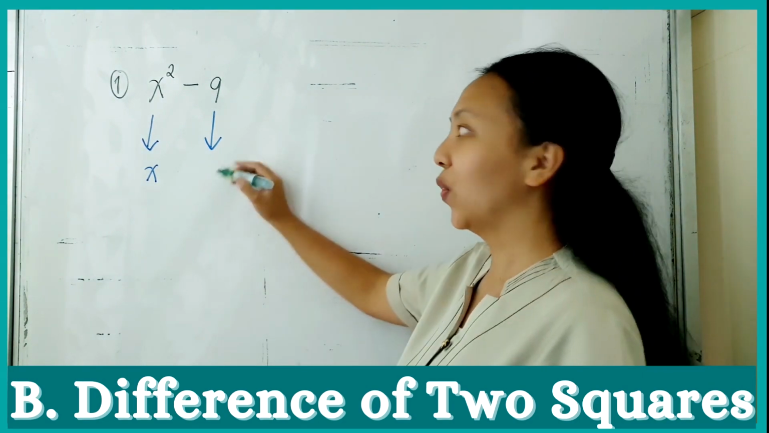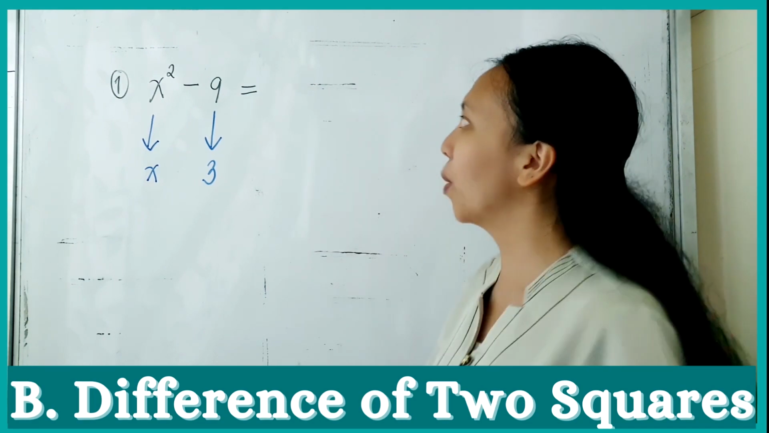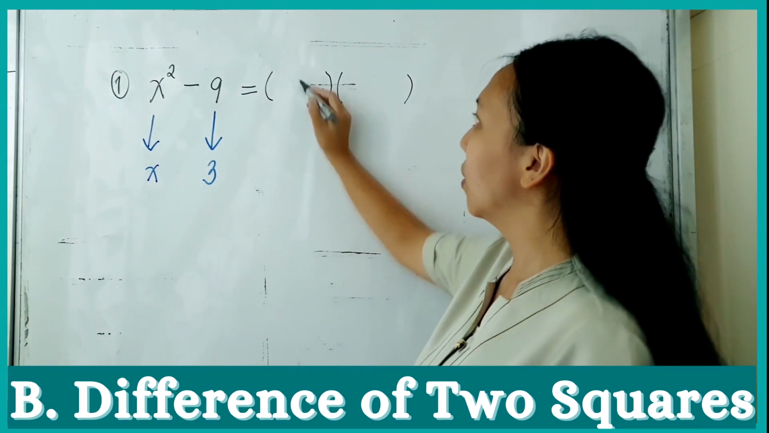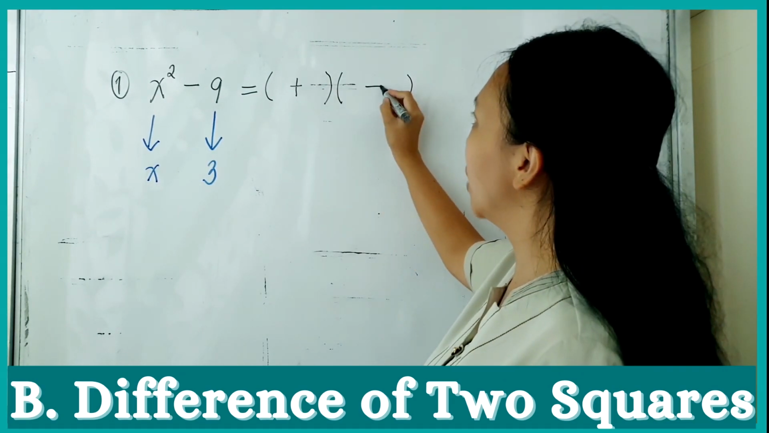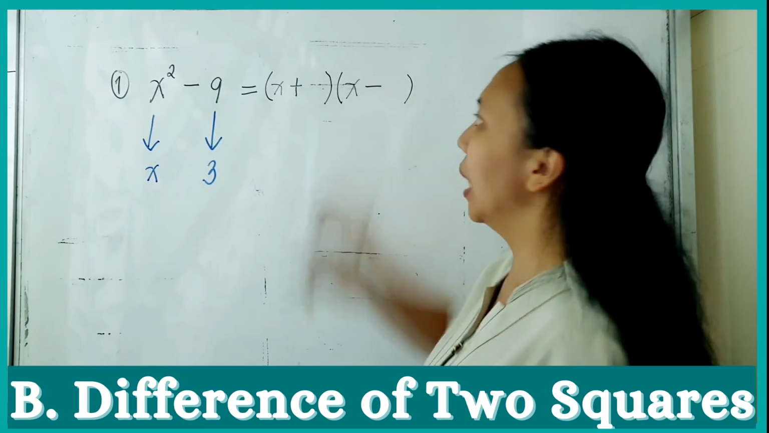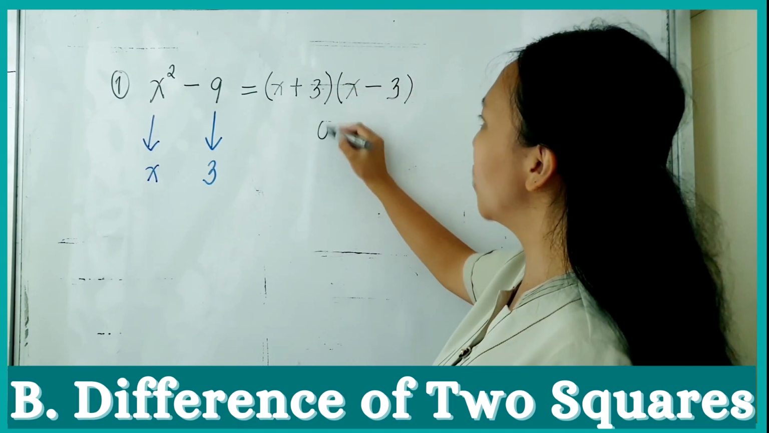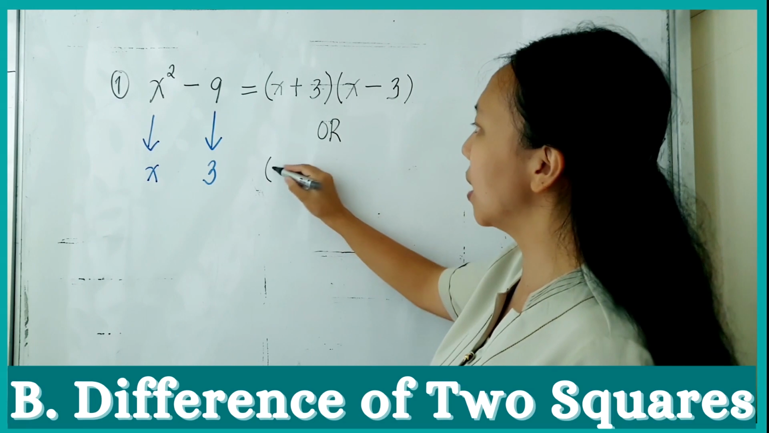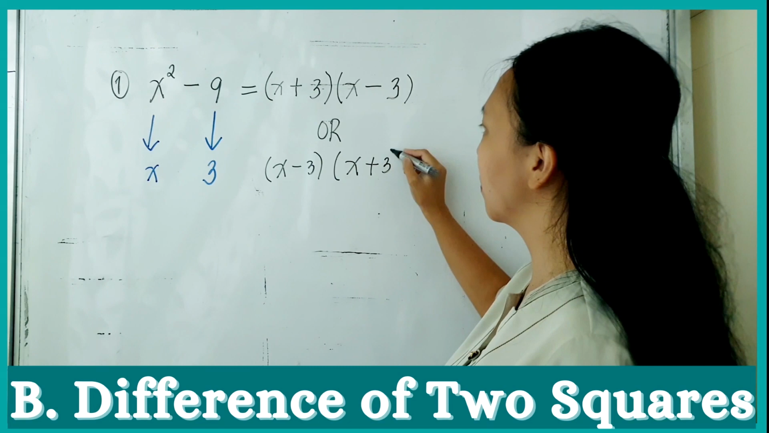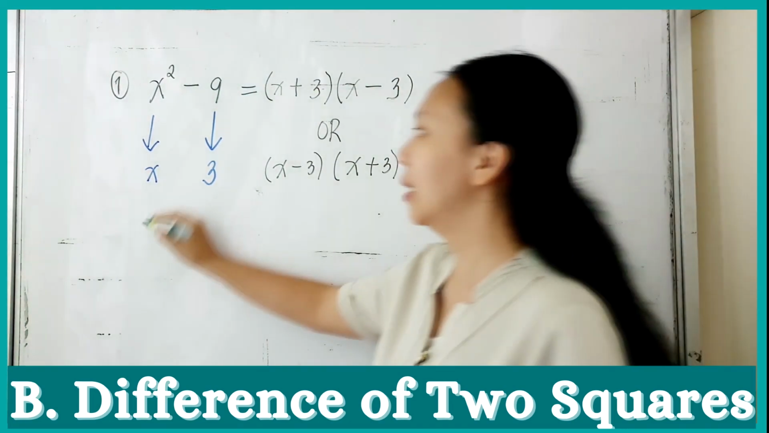Next, extract the square root of 9. It is 3. Now, it's time for us to write that in factored form. We have again the product of the sum and the difference of the square root of x squared, which is x, and the square root of 9, which is 3. Again, we can rewrite that as the quantity x minus 3 times the quantity x plus 3. Let's find out if the factors we have obtained are correct. Let's do the checking.